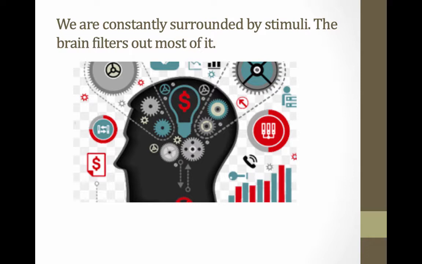We are constantly bombarded with stimuli, with sights, with sounds, with smells, tastes. Thousands of different stimuli hit us at one time. We are not conscious of all of it. If we were, we couldn't think, we couldn't function. There's too much out there. So what the brain does is it filters out most of the stimuli hitting us and only lets in what it thinks is important.